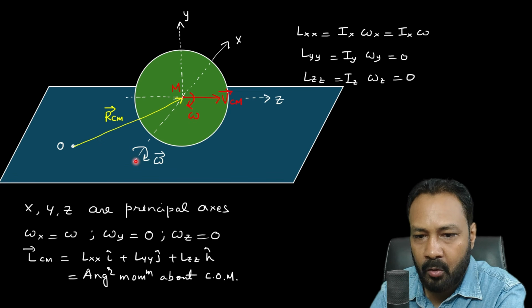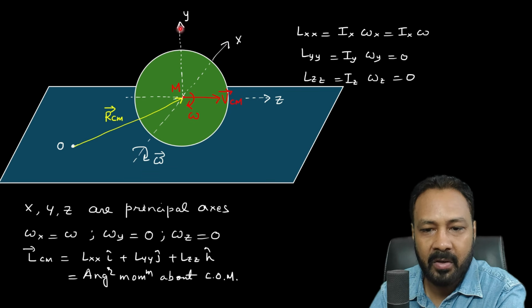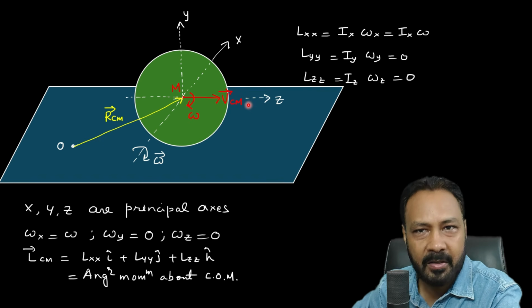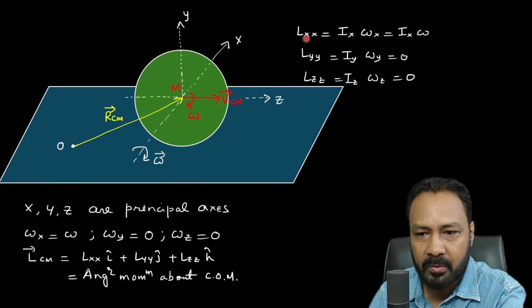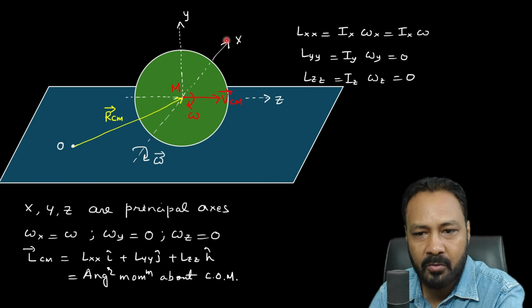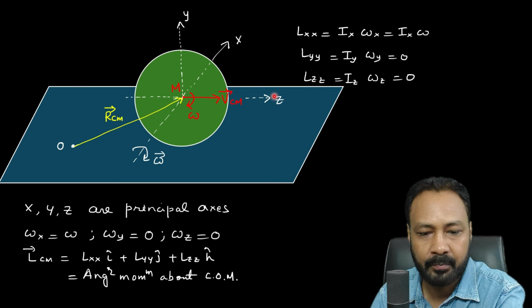Along the omega vector, I am assuming that is our x-axis, and this is the y-axis and this is the z-axis. So clearly x, y, z are the principal axes, because about the y-axis and z-axis the body is symmetric. About any of these axes, the body is symmetric. So these are our principal axes. So now omega x along the principal axis x is omega, and there is only one omega. So omega x is just omega, omega y is 0, and omega z is also 0.